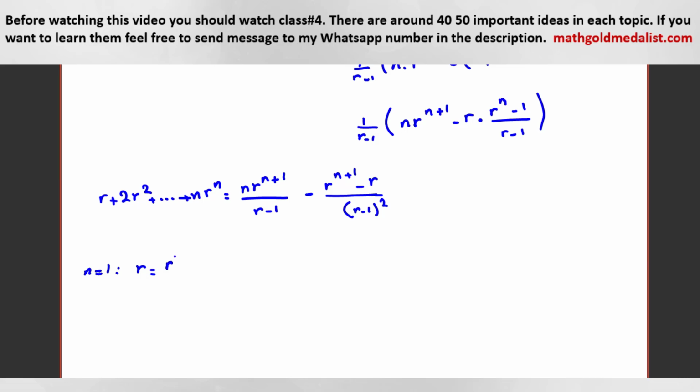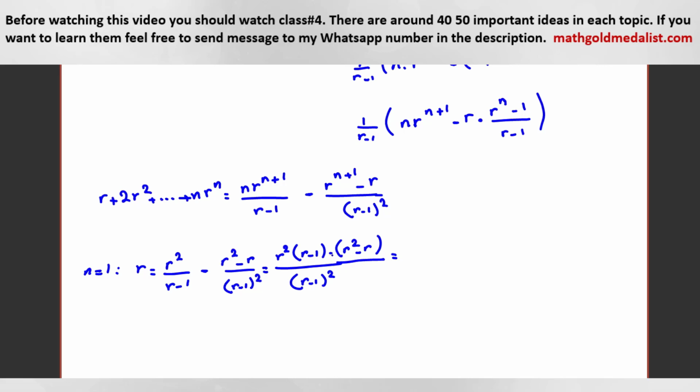It's just r to the n. It's r to the 2 over r minus 1, minus r to the 2 minus r over r minus 1 squared. So we can say r minus 1 squared, r squared times r minus 1 minus r squared minus r, right? Yeah. r cubed minus r squared.